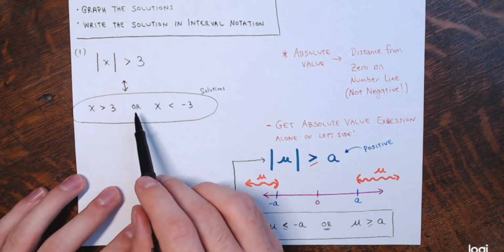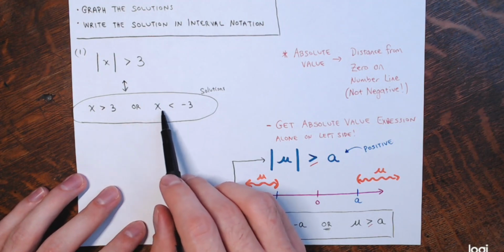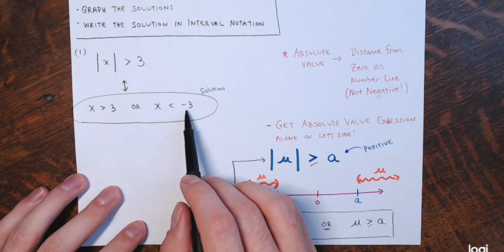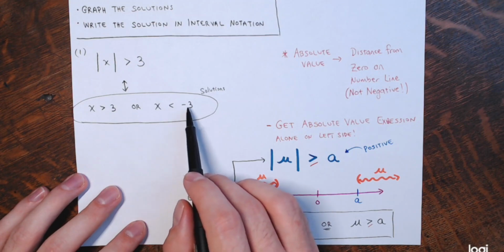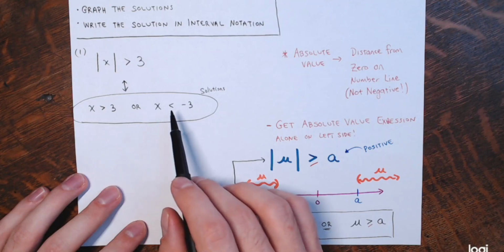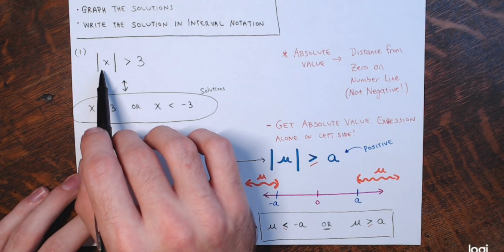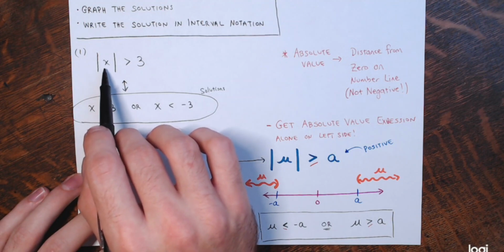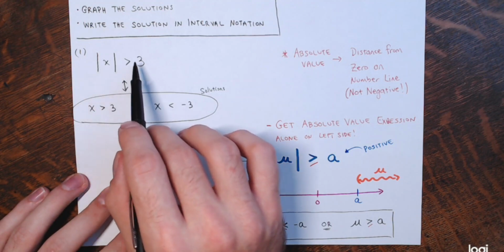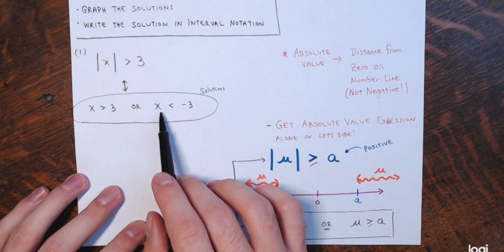But also, x could be replaced with any number less than negative 3. So negative 4, left of negative 3, negative 5, negative 6. Go ahead and test that out. Plug in negative 4. The absolute value of negative 4 is positive 4, and 4 is greater than 3. That's true. And that'll work for any number less than negative 3.